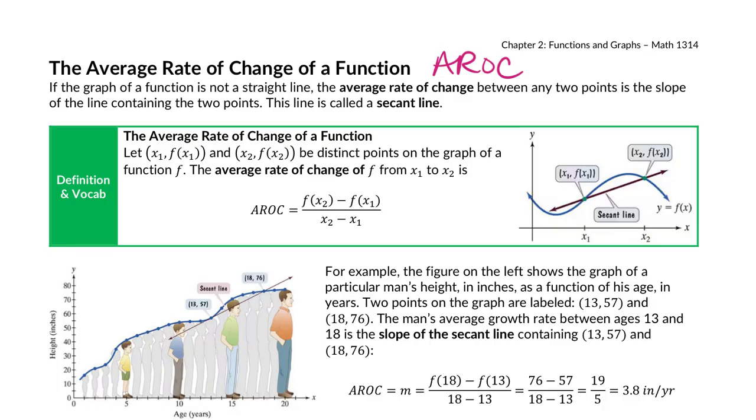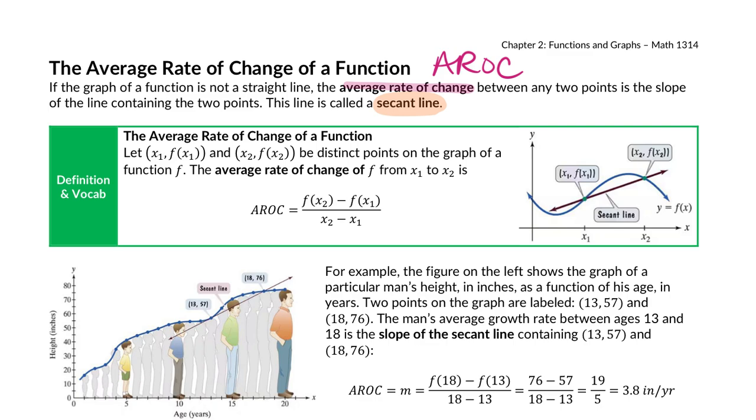If the graph of the function is not a straight line, then we use the average rate of change between any 2 points as the slope of the line containing those 2 points. We're going to force it to be a linear equation, ignoring the rest of the curves of the graph. This line that we've created here is called the secant line. It's a line connecting 2 points. A secant line is always going to be linear.